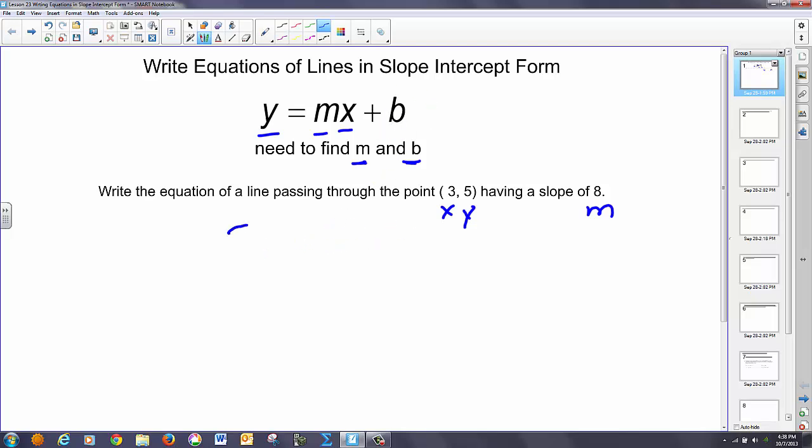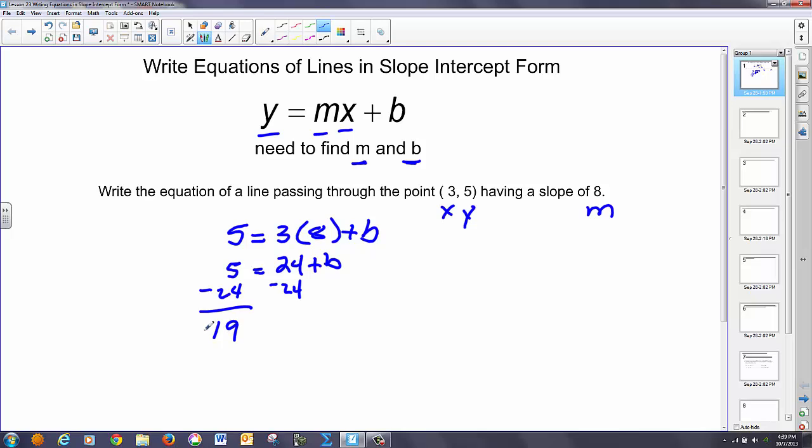So in this case we have 5 is equal to 3 times 8 plus b. 3 times 8 is 24, plus b is equal to 5. Subtract 24 from both sides, sorry. And we end up with b equals negative 19.